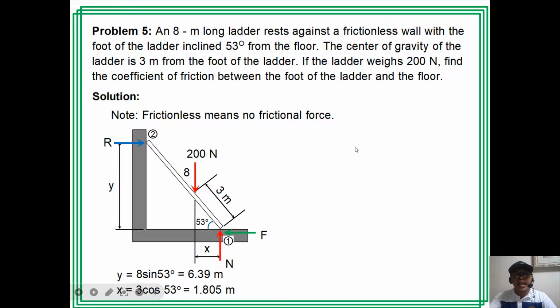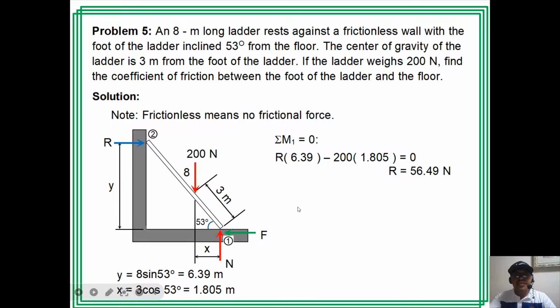So, I can now apply our static equations because this is in equilibrium. So, I can sum up moments about point 1 in order to solve for R. So, R times Y, or that is R times 6.39, equal to 200 times X. So R times 6.39 minus 200 times 1.85 equal to 0. So R is 56.49 newtons.